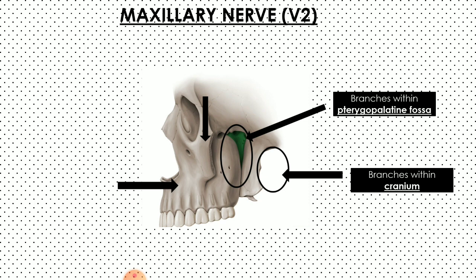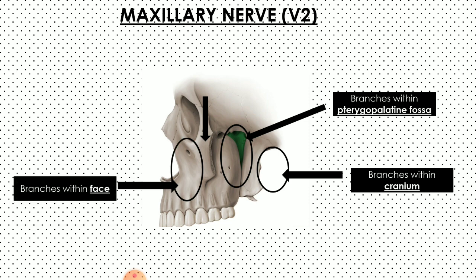Now the maxillary nerve comes out through the infraorbital foramen over the face and gives some branches within the face. So third is branches within the face. Whereas from the pterygopalatine fossa to the infraorbital foramen, the maxillary nerve traverses through the infraorbital canal. So there also it gives two branches. So the fourth option is branches within the infraorbital canal.